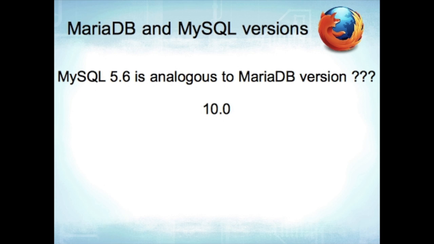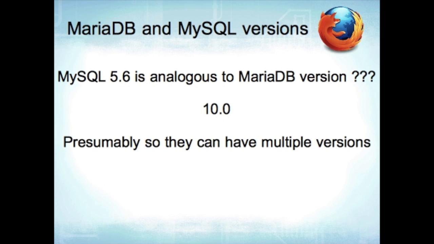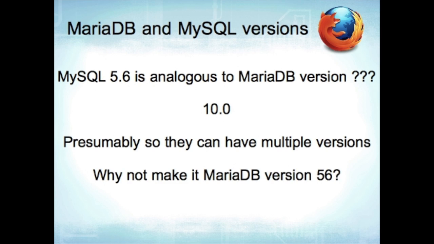Okay, so they can have 10, 10.1, 10.2, but then how are you going to remember that 10 is 5.6 and 11 is 5.7 and version 20 is what now? Presumably it's so they can have the multiple versions, 10, 10.1, 10.2, but why not make it MariaDB version 56, right? Now, me being the helpful sort, I actually tweeted this, and I'll read you these tweets.